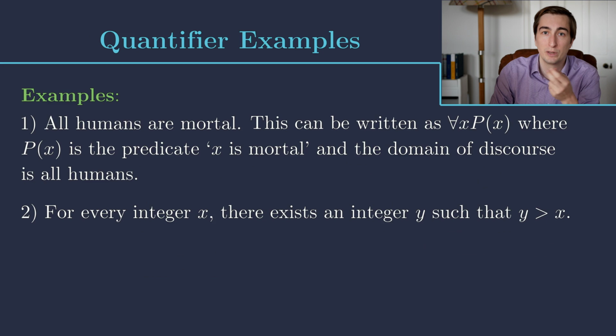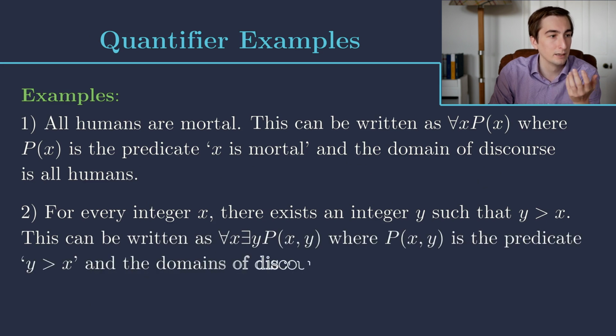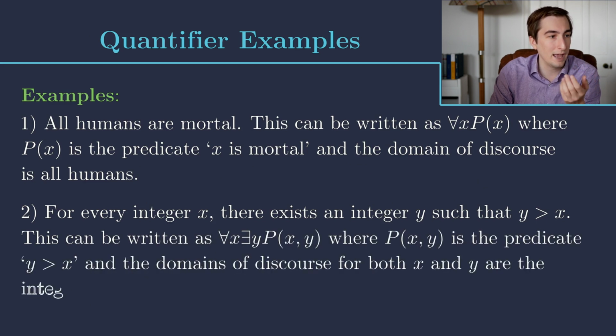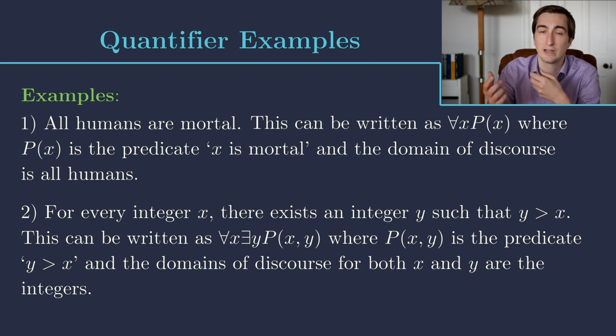So we need to identify what P of x y is. Well, P of x y here is going to be the predicate y is greater than x. So this can be written in the following way: for all x, there exists a y, P of x y, where P of x y is the predicate y is greater than x. And if we put in particular values of x and y, that might be true or might be false. But we need to also define what the domain of discourse is for both x and y. In this case, we take the domain of discourse for x and y as the integers.